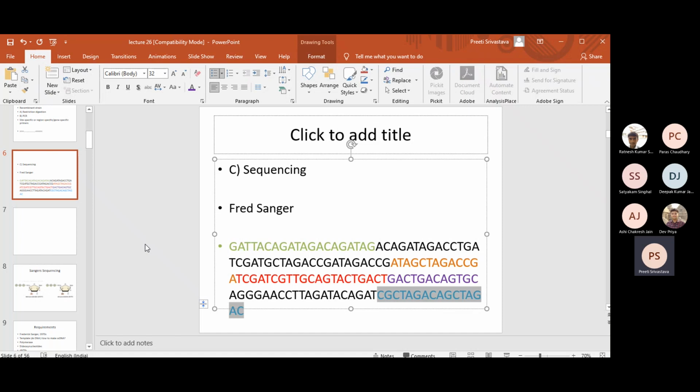Okay, good. So finally, what you do is that once you obtain these amplicons, it is a good idea to confirm the sequence by sequencing. Because these are usually shorter, smaller amplicons, you can perform what is called Sanger sequencing.